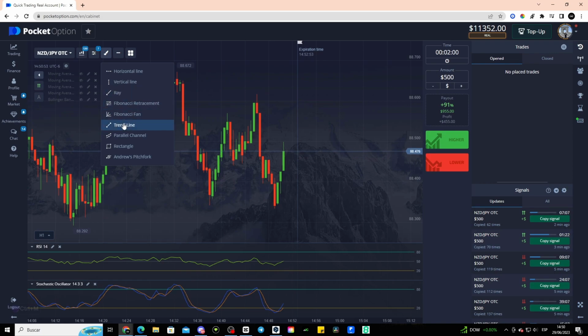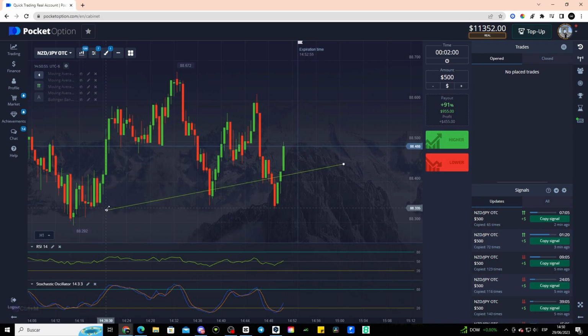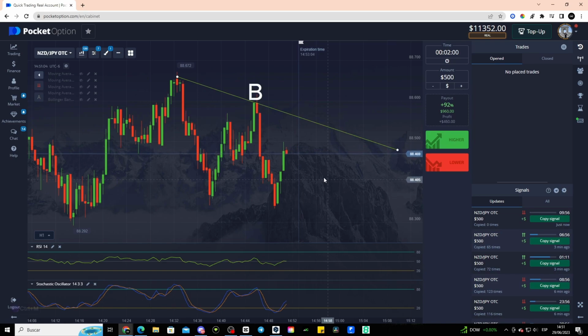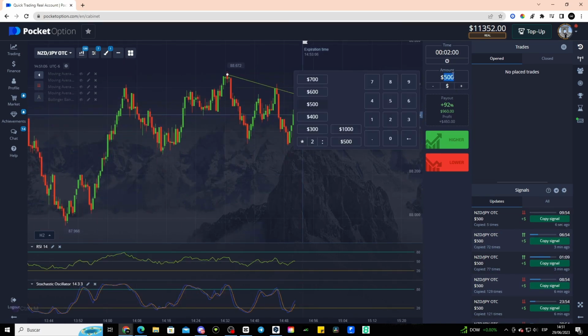These are the three drive pattern rules. Point A should always be the 61.8% retracement of the first drive. Point B should be the same level of retracement as mentioned before, of the second drive.